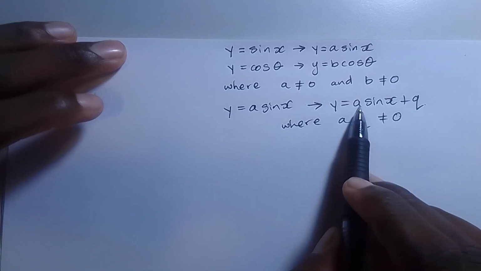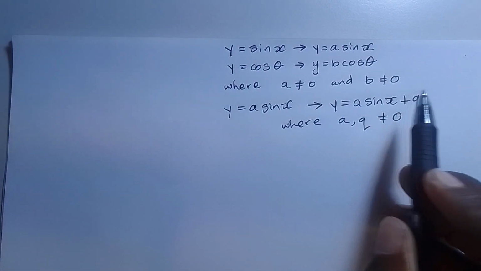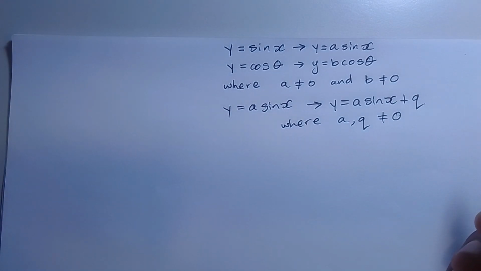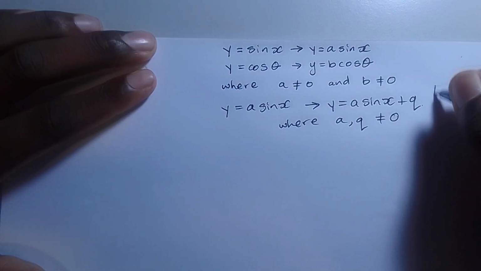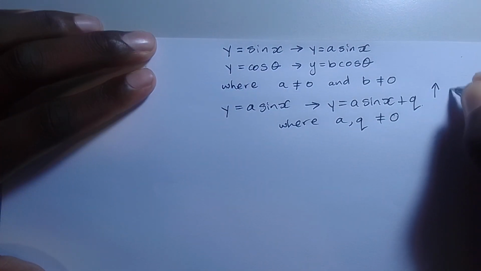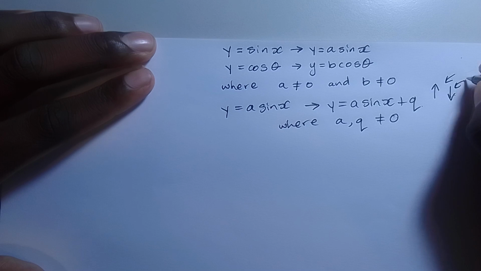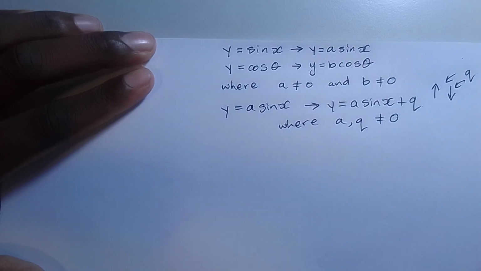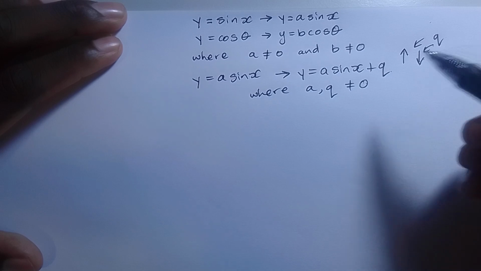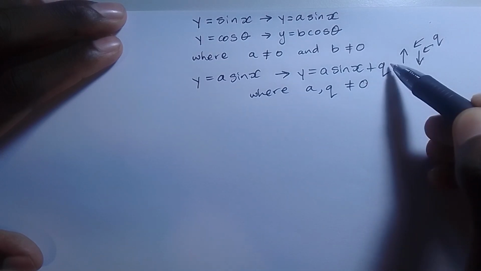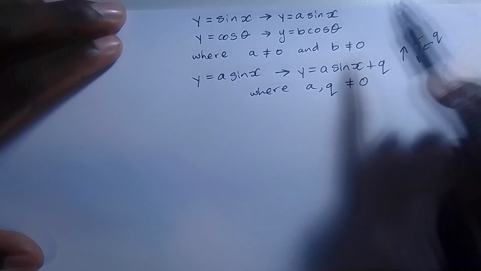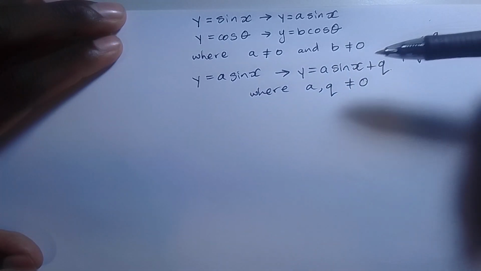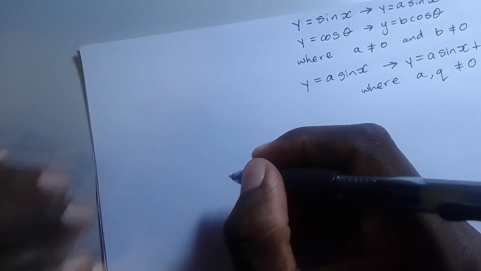So we've explored the effect of a, so we're just going to explore the effect of q. Now q is the vertical shift, the shift up or the shift down. This is what q represents. So if you add a positive number, the graph will go up. If you subtract a number, the graph will go down. Let's see this in practice by sketching the graphs.